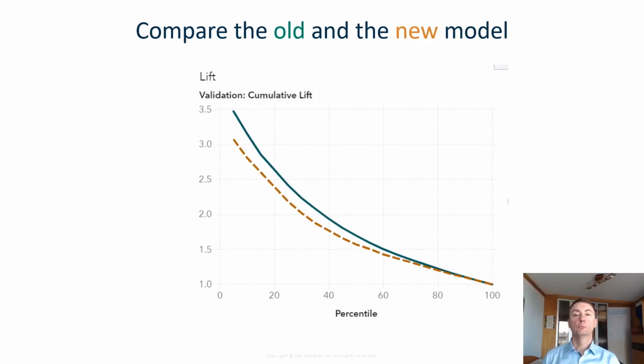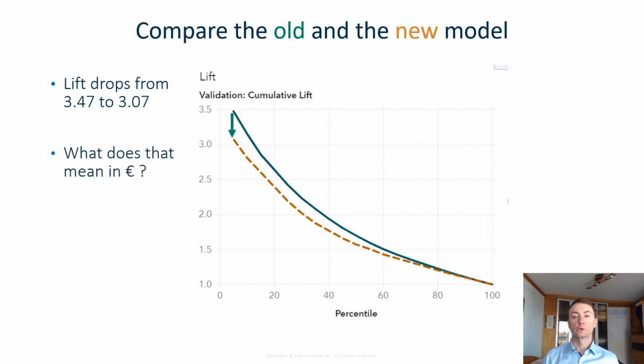When we compare the old and the new model, as we see it here in the lift chart, we find out that the lift drops from 3.47 to 3.07. This means that our affluence variable had some predictive power, which could not be compensated by the other variables. The model quality goes down. However, in order to find out what it means in terms of euros or dollars, we need to prepare a certain calculation based on our predictive modeling output.